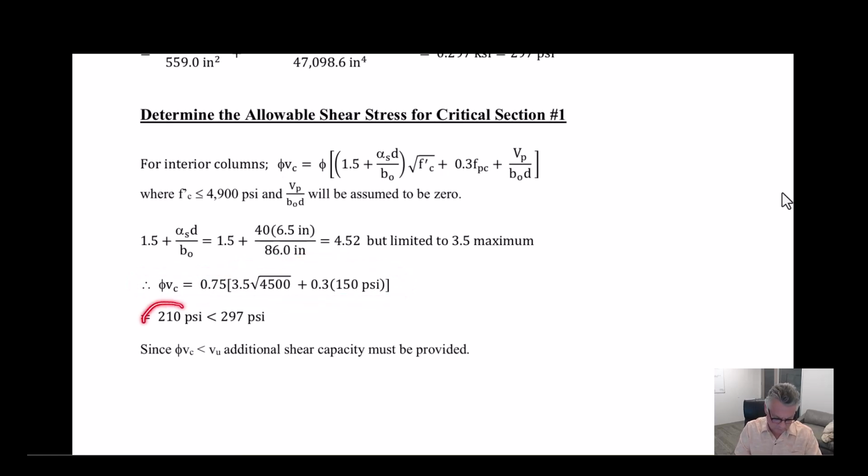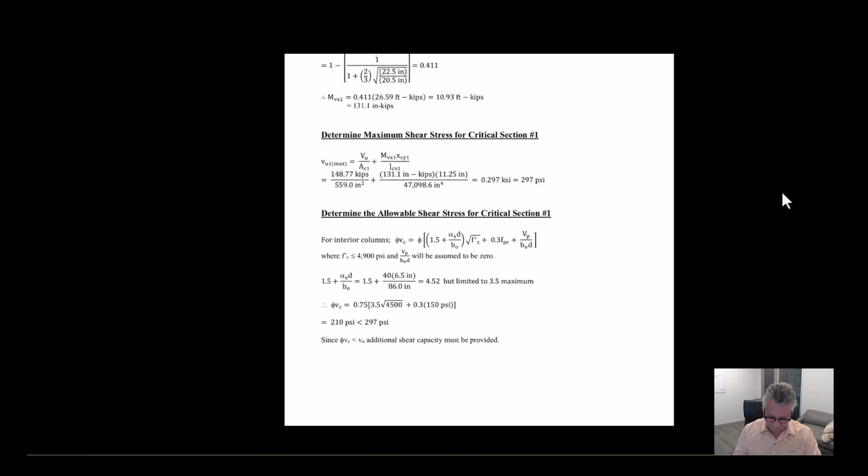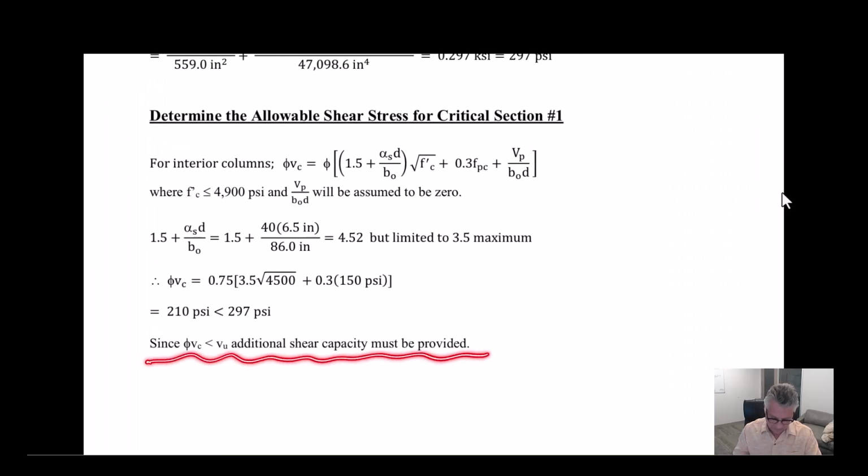Allowable shear stress is 210 psi, substantially less than the 297 psi that we have. And this is very typical. Remember, we're post-tension slabs, so we're going longer distances, we can hold up a little more load, and we're doing it with thinner members. So not at all unusual that we are going to need to provide something, stud rails, shear caps. We have punching shear problems in post-tensioning. It is our number one problem that you need to be concerned about. So since this is the case, additional shear capacity must be provided.